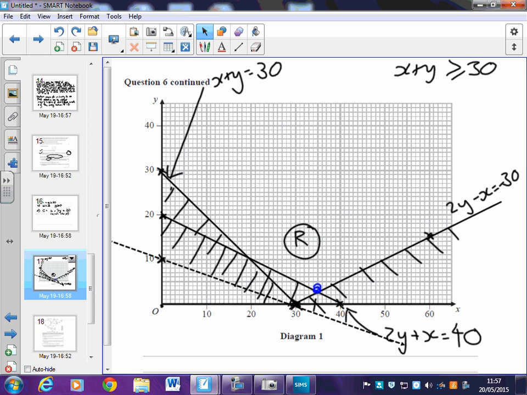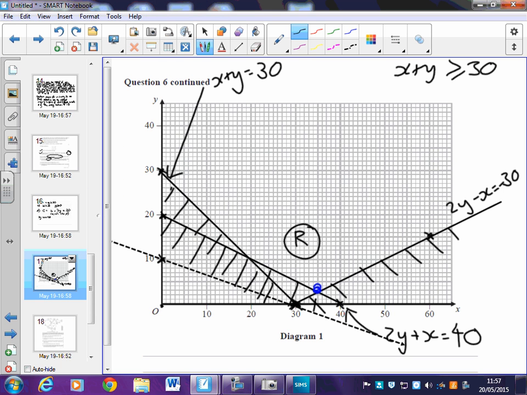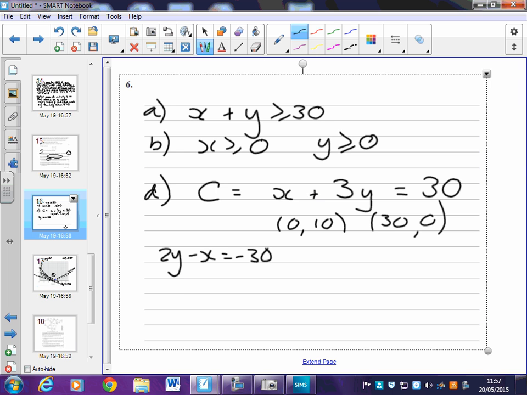That point lies on the line 2y minus x equals minus 30, and it also lies on this line here, 2y plus x equals 40. Okay, solve those to find your x and your y.